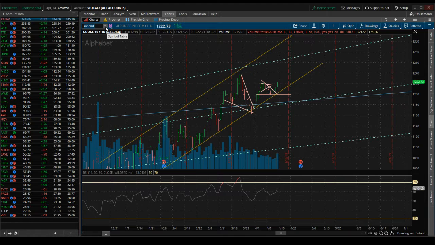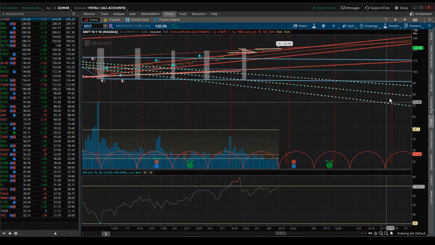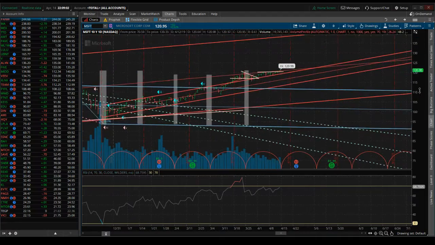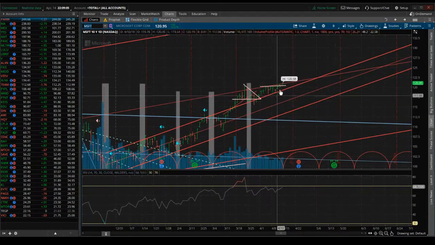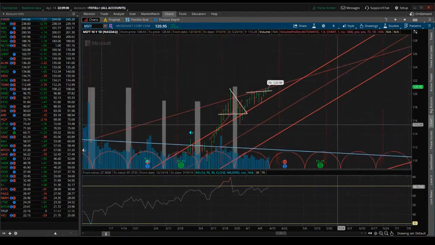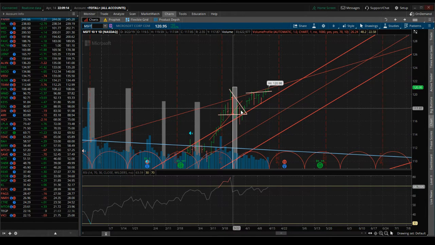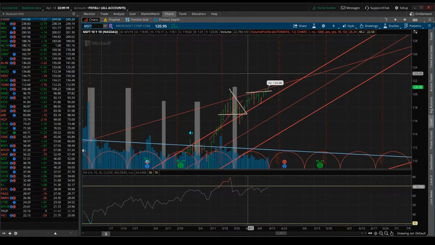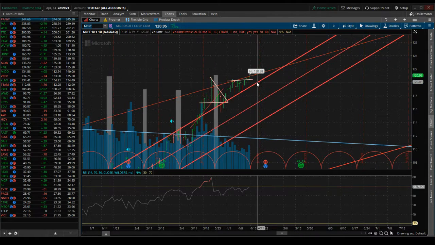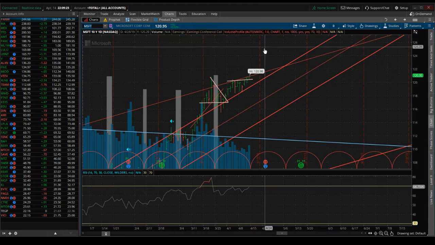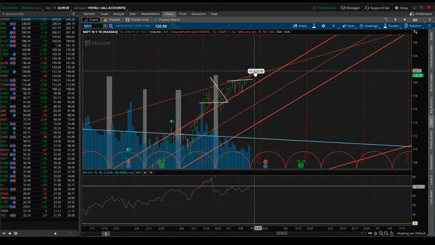Microsoft, still working its way up. This 120 level is key. Last time it tagged 120, it reversed really quickly off of it. See that bar right there? And now it's retesting it again. So the question is how much is it going to like that level? You may see some consolidation here for a while before it tries to break again to the upside, or it might reject it.